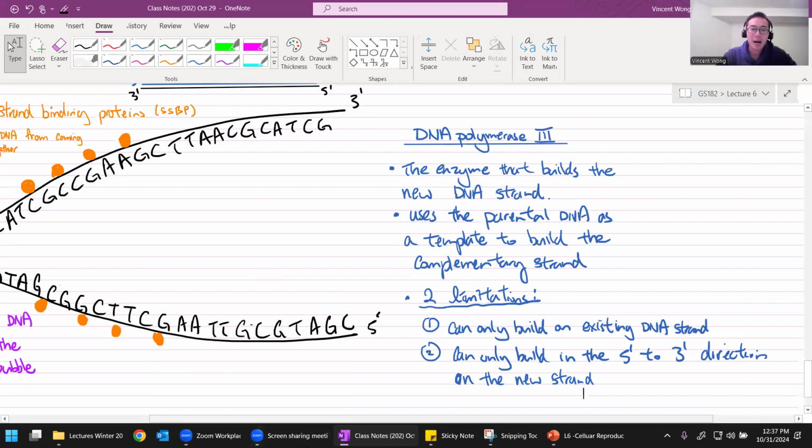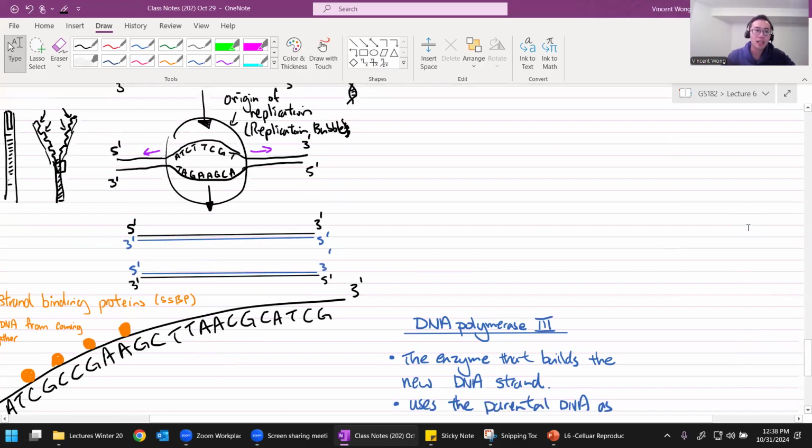So DNA polymerase 3 is needed to build the nucleotides, right? So you put the T and the A and things like that. But like I said, it's not able to start the process on its own. Nobody knows why, but that's just the way it happens to be. Okay.